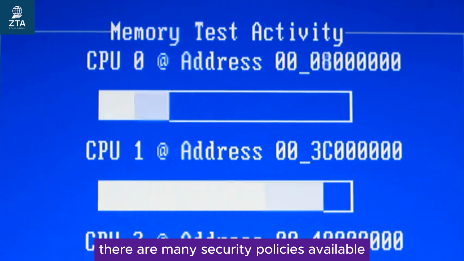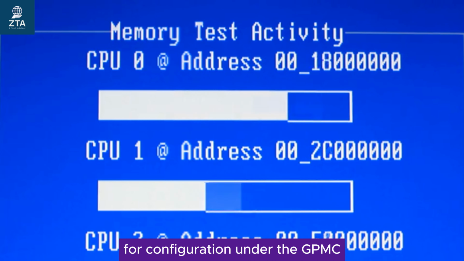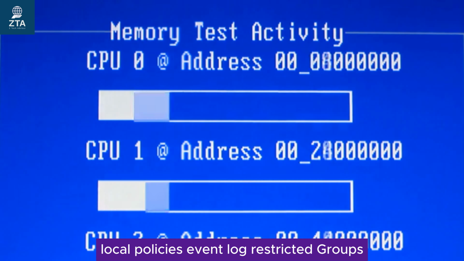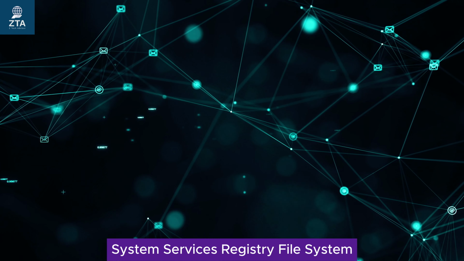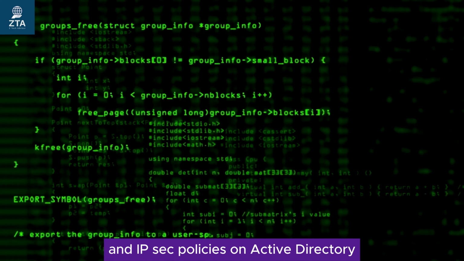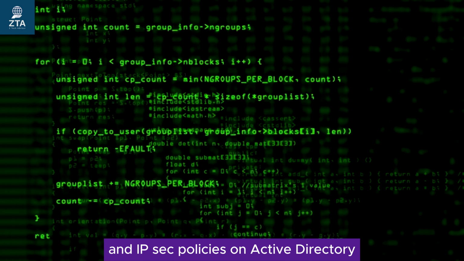There are many security policies available for configuration under the GPMC, including account policies, local policies, event log, restricted groups, system services, registry, file system, public key policies, and IPsec policies on Active Directory.